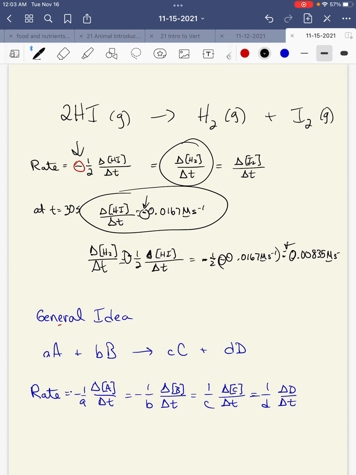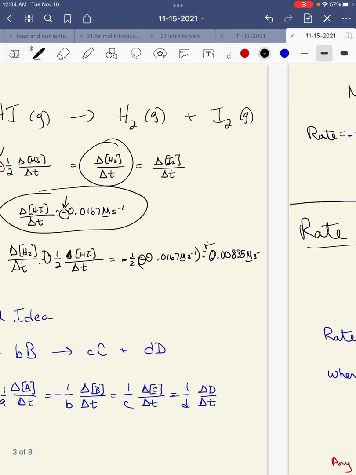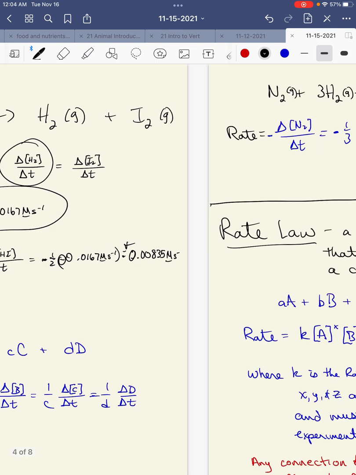So whatever the equation is, if you want to know what the rate is, it's just 1 over the coefficient, delta concentration over delta time. So hopefully you can see where all those came from. Okay, so I believe, oh, wait, one more page.